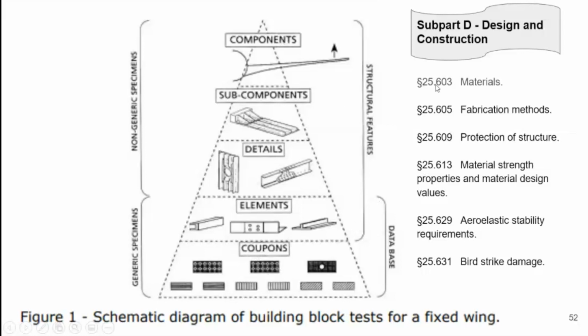At the material selection itself, 25.603 is focused on this bottom of the pyramid here. For fabrication method, it begins from the elements, how you make this element, from the detail element, from the sub-component, from the component. So 605 fabrication method, you follow through from element, detail, sub-component and component. And each of these phases, you have to develop a very detailed process spec. Process spec means the manufacturing process spec, which has to be approved by the certification authority.